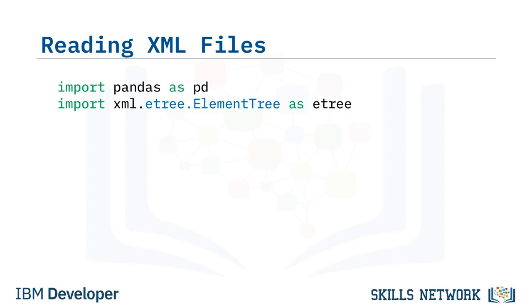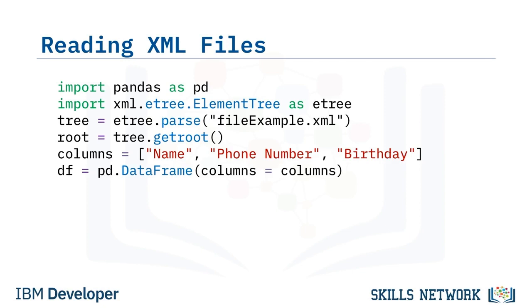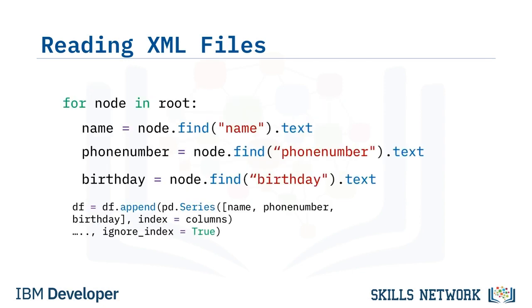The first step to read this type of file is to import XML. By importing this library, we can then use the eTree attribute to parse the XML file. We then add the column headers and assign them to the data frame. Then create a loop to go through the document to collect the necessary data and append the data to a data frame.